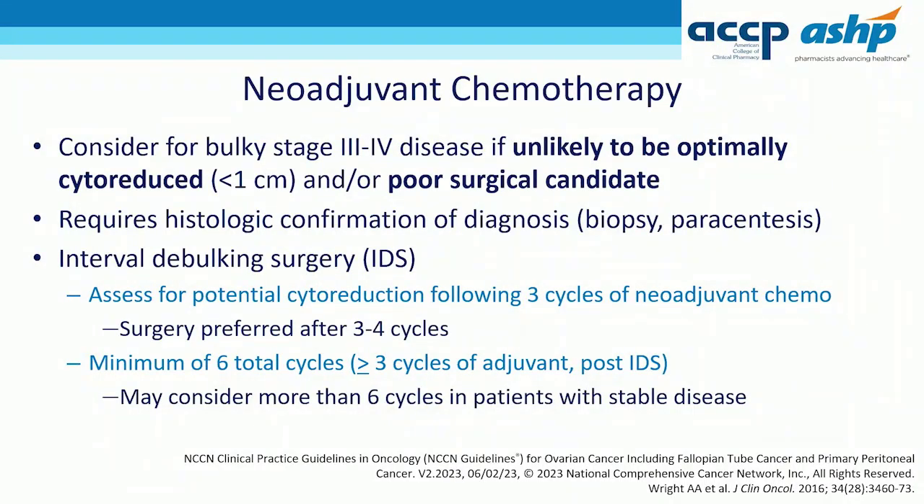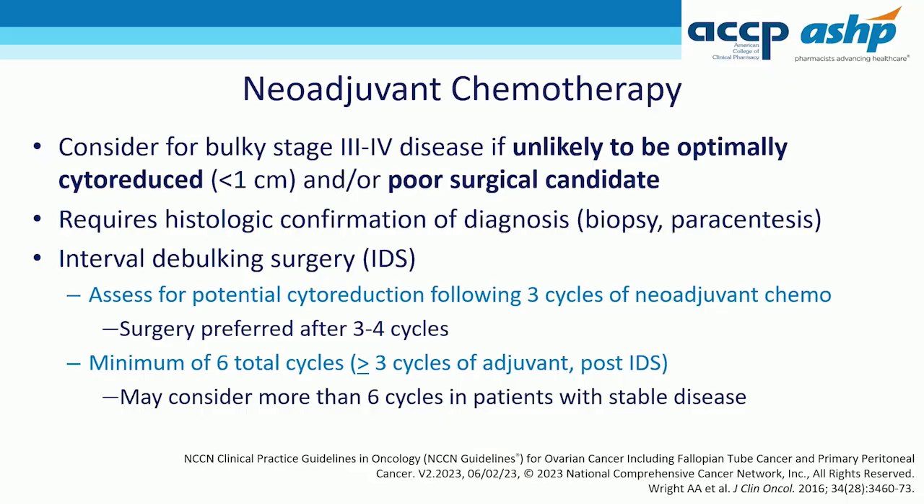So then moving into neoadjuvant chemotherapy. When do we do it, and what is the role for neoadjuvant chemotherapy? So as we discussed, these are really for patients with bulky disease that are unlikely to be optimally cytoreduced, or if they're potentially a poor surgical candidate. Now, we do still require histology confirmation of the diagnosis, so just because we haven't done their complete surgical staging, we still need to confirm what their disease is.